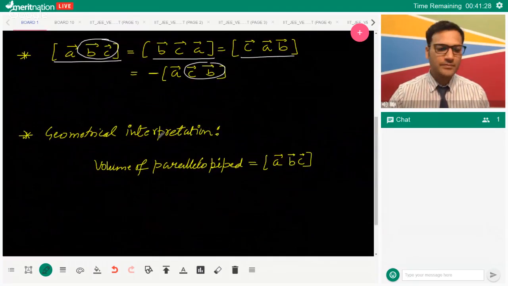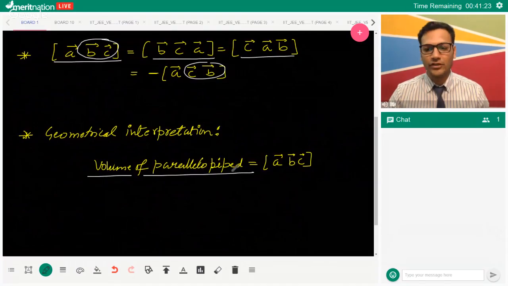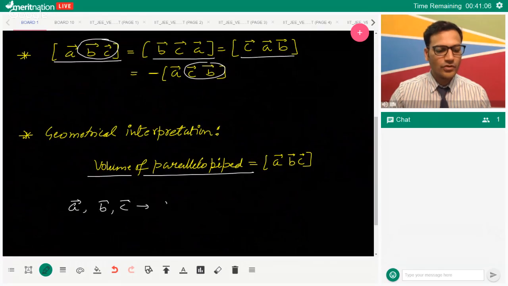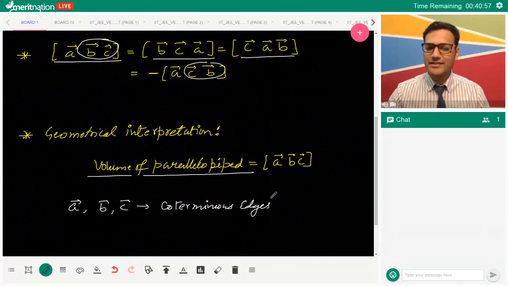The geometrical interpretation is very simple. The scalar triple product defines the volume of a parallelepiped. A parallelepiped is a kind of cuboid, or a cuboid with a parallelogram base. So it is the volume of a parallelepiped wherein A, B, and C are coterminous edges, or the vectors which define the coterminous edges. So the scalar triple product of these three vectors is the volume of the parallelepiped.